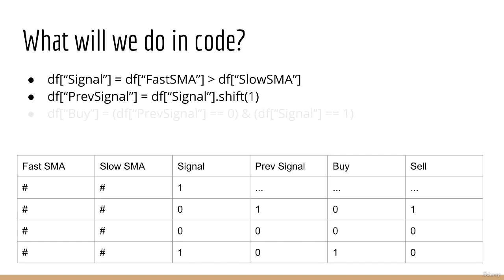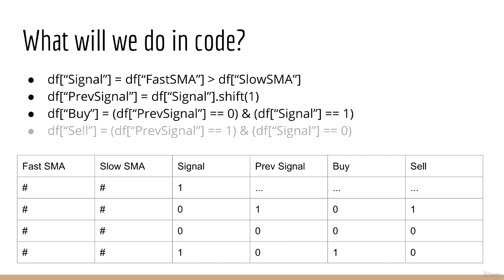To do this, we'll create two new columns, buy and sell, and these will contain booleans. The buy column will be true whenever we see the crossing from below, and the sell column will be true whenever we see the crossing from above. Please note that this table is not intuitive, so you may want to go through this slowly to ensure that this logic makes sense.